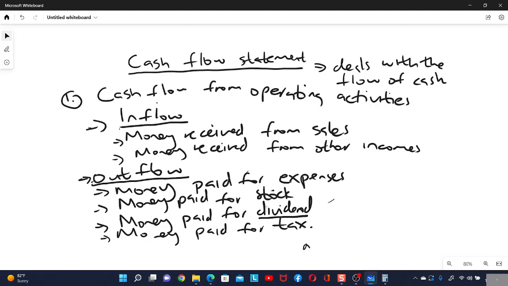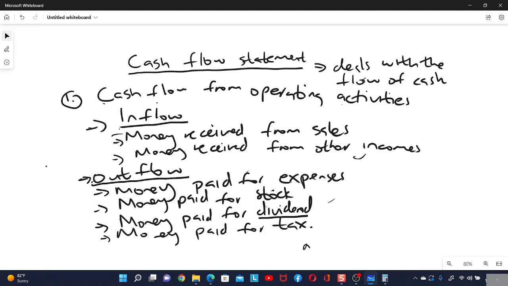Today we are going to focus on the cash flow statement. What is a cash flow statement? The cash flow statement deals with the flow of cash.